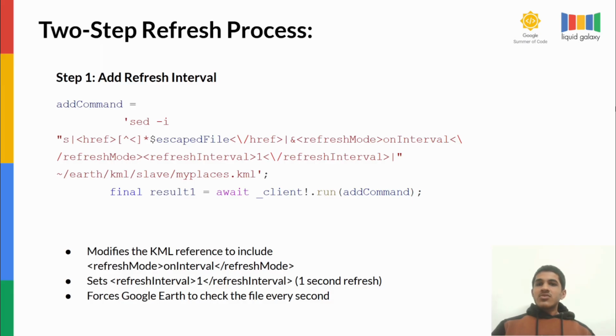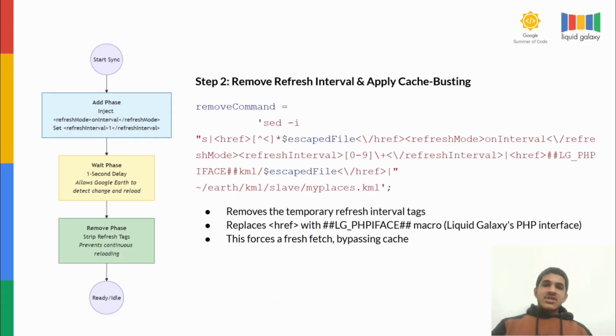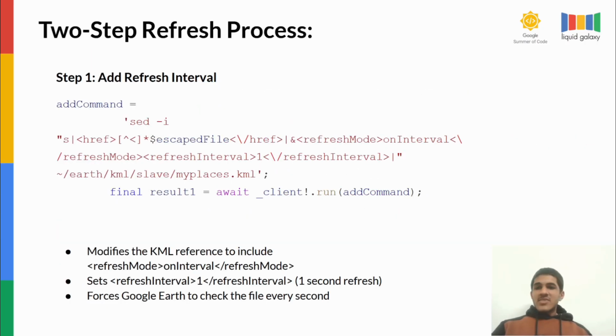Now let's talk about the two-step refresh process. Here in LG, the refresh can be broken down into two steps. Step one is the add refresh interval, and the second one is the remove refresh interval. So let's talk about the first step. This is the command to do the add refresh interval. I won't be explaining this command line by line. I'll be giving you a basic, simple overview of what this command does.